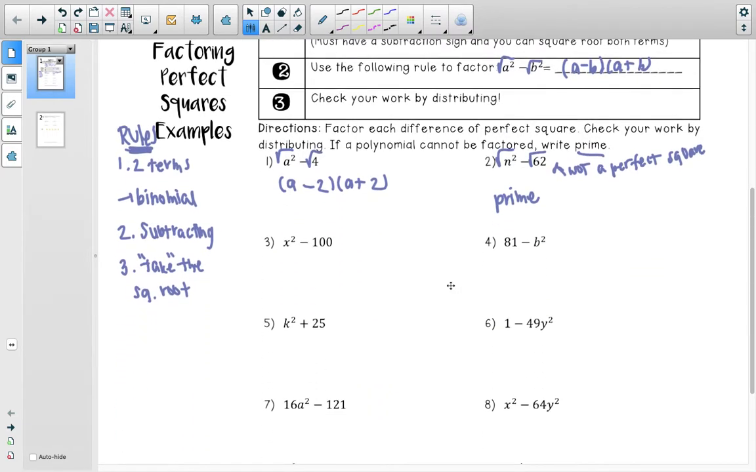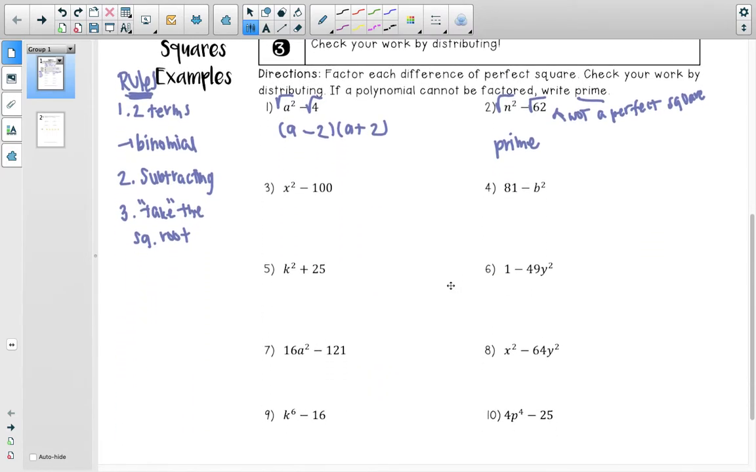Okay. Moving on. You have x squared and 100. So when subtracting, there's 2 terms, and you can take the square root of both of them. So the square root of x squared is x. And the reason is because square roots and squares cancel. It's kind of like adding and subtracting. They cancel each other out.